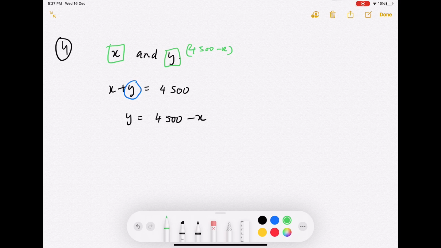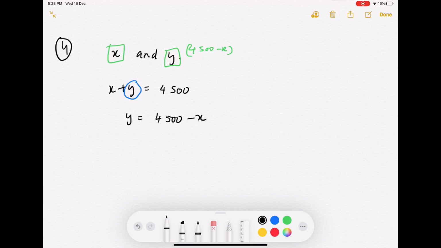We can actually write this directly also looking at the question. So if one number is x, then the other number will be 4500 minus x. So we just need to find out what is the value of x to find both of the numbers. Okay, then let us look at the second condition. It says 10% of one number is 12.5% of the other.